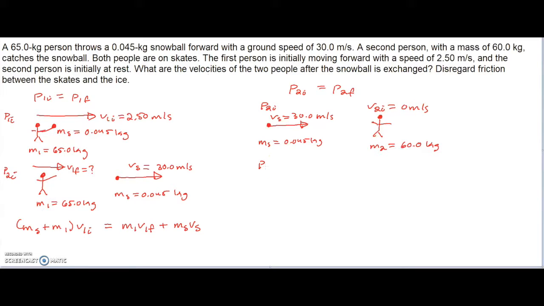But afterwards, after the collision occurs, the man is holding the snowball, and they're both moving together at an unknown final velocity. And the equation for this collision would be that initially only the snowball has momentum, but afterwards the snowball and the second person have a shared final velocity. Alright, so now that we have these equations, we can isolate the variable that we want to solve for and get our final answers.